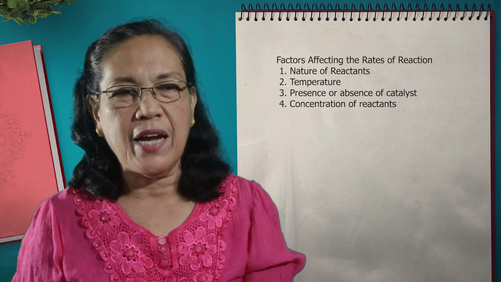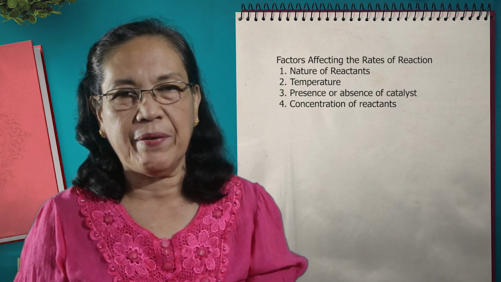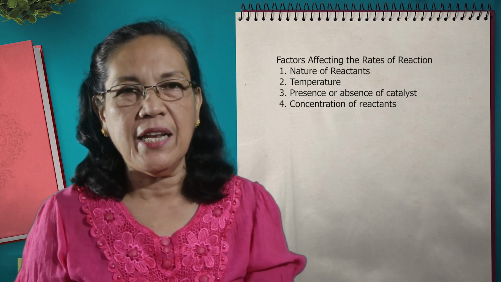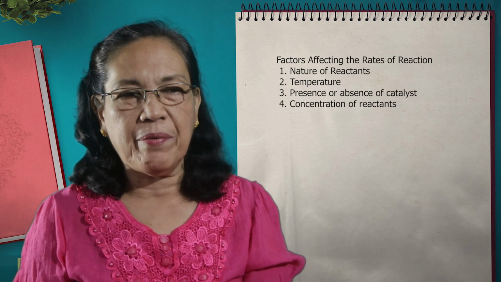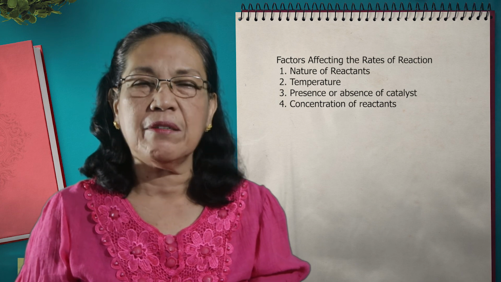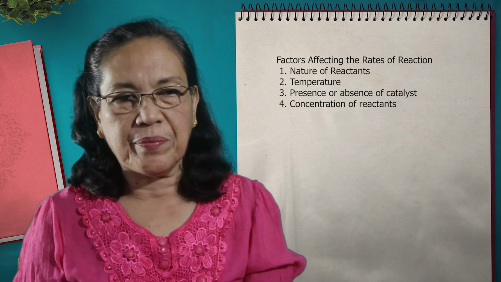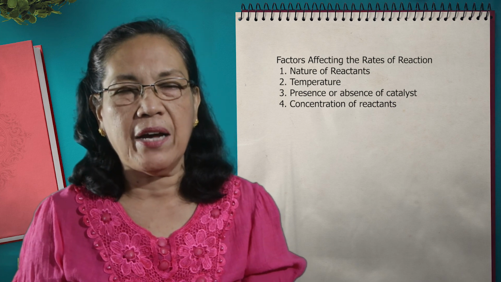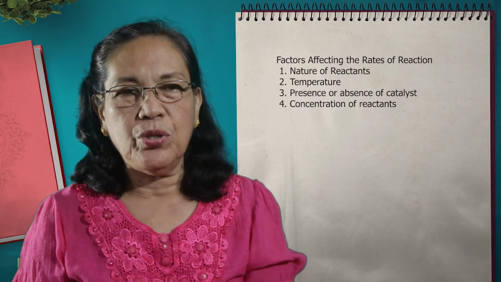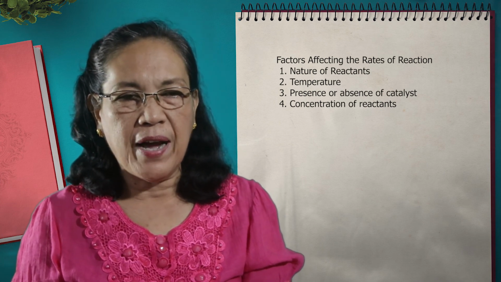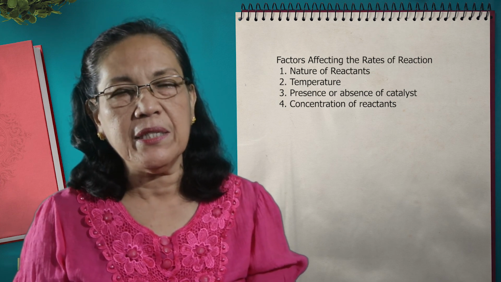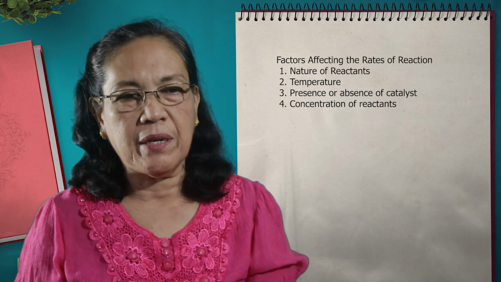This refers to the type of chemical bonds present in the reacting substances. The more the chemical bonds of the reacting substances are alike, the faster is the rate of reaction. This means that ionic substances will react with each other. Covalent substances will react with each other. Good example for this, we have number 1, the sodium chloride will dissolve fast in water. Why? Because the sodium chloride is a polar substance, while water is also a polar substance.